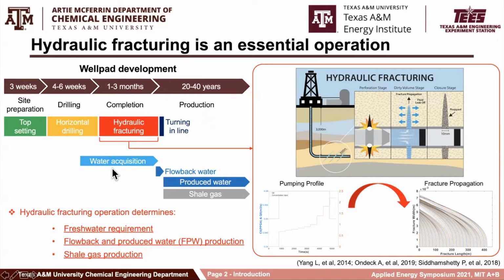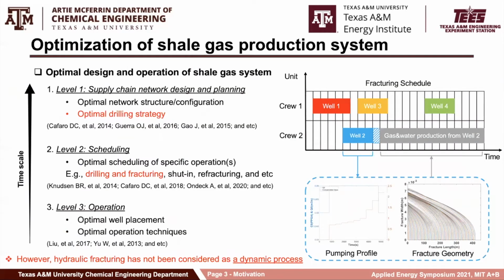So the amounts of fresh water requirement, flowback and produced water production, and the shale gas production are determined by the hydraulic fracturing operation, which can decisively affect the design of the entire shale gas production system. So in today's shale gas industry, one common challenge is to manage those various operations in a unified and optimal manner.